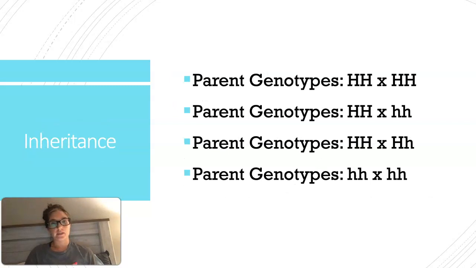Okay, so inheritance. You have scenario 1, parent genotypes. You have big H, big H parents. Their phenotypes would be that both of them are afflicted. So their offspring would be big H, big H, and all would be afflicted for the phenotype, and the probability would be 4 out of 4, equals 1, or 100% afflicted offspring.